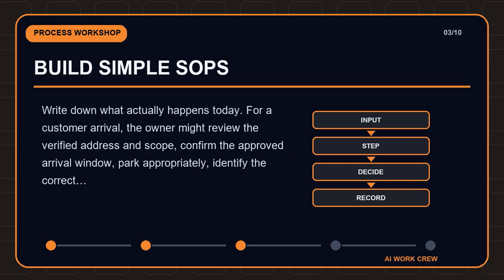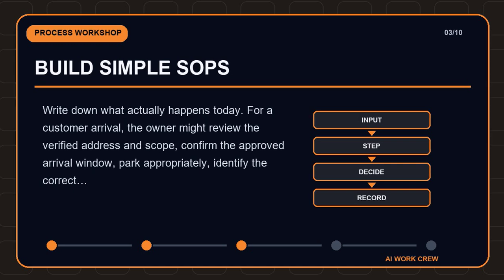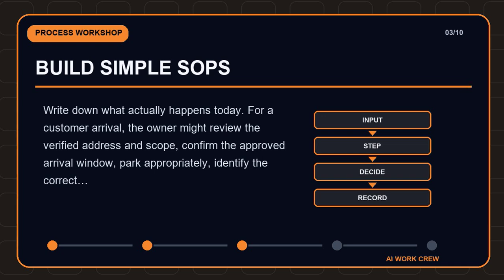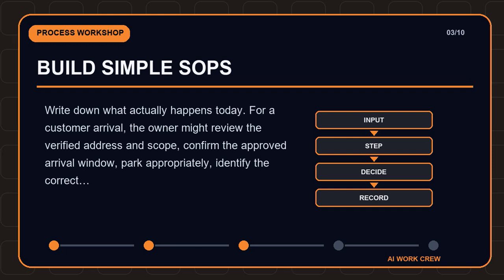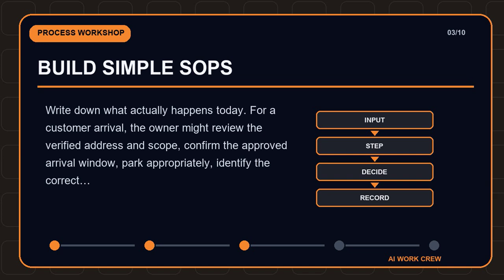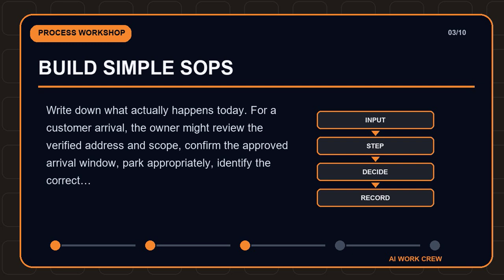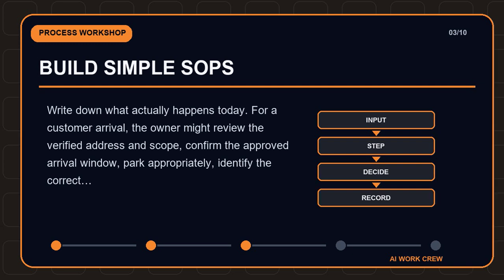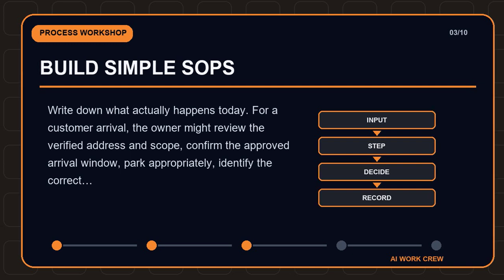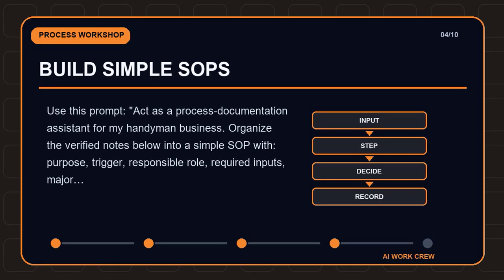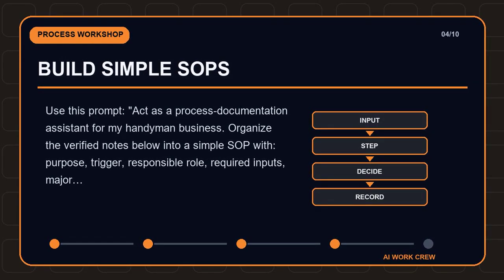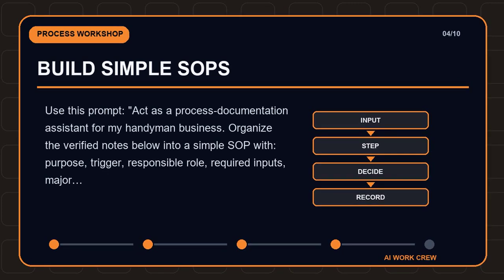Do not ask ChatGPT for the best handyman arrival procedure, and accept a generic answer. Your real process is the source. AI is the organizer. Use this prompt. Act as a process documentation assistant for my handyman business. Organize the verified notes below into a simple SOP with purpose, trigger, responsible role, required inputs, major steps, decision points, records to keep, exceptions, completion check, and revision date.